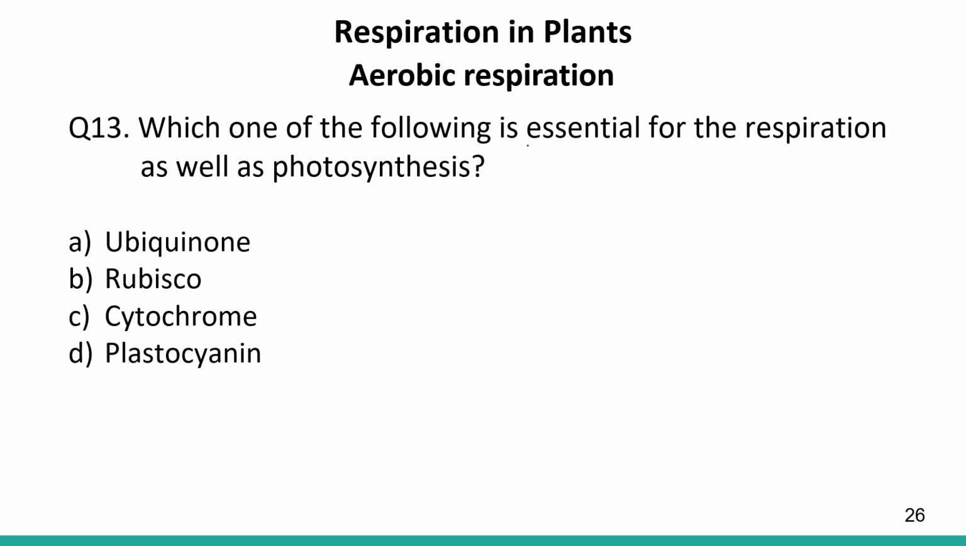The next question is, which one of the following is essential for respiration as well as photosynthesis? Both. Okay, so this is a straightforward question. The answer here is option C, cytochrome. Cytochrome acts as an electron carrier both in respiration and photosynthesis. Plastoquinone is also an electron carrier, but cytochrome is involved in electron transport in both photosynthesis and respiration.